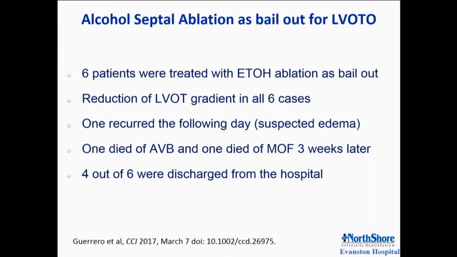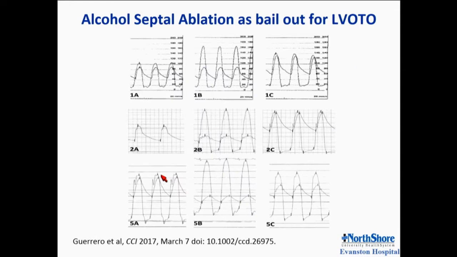So our strategy has been alcohol septal ablation, and we published a series of cases where 6 patients were treated with bailout strategy for hemodynamically significant obstruction. We're not just treating everybody. This is someone with hemodynamically significant LVOT obstruction. There was reduction in LVOT gradient in all 6 cases, but in one of them, it came back the following day. One patient died of multi-organ failure 3 weeks later, and one of AV block, but 4 were discharged from the hospital, and those are the tracings, these are post.